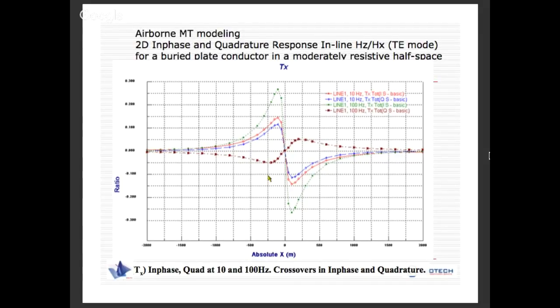We have here some response of the in-phase and quadrature response. For this system, we read both in-phase and quadrature. In-line, it's the relationship between the vertical magnetic field and the horizontal field in the x direction. So for the model that we saw, the plate, we have this response for different frequencies.